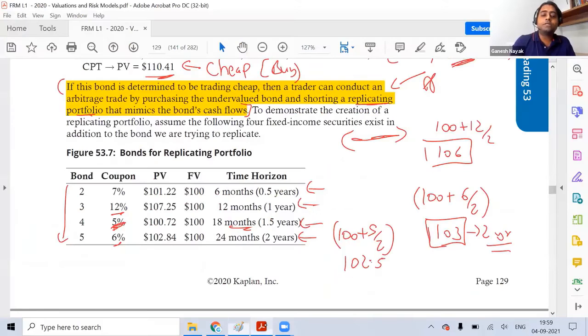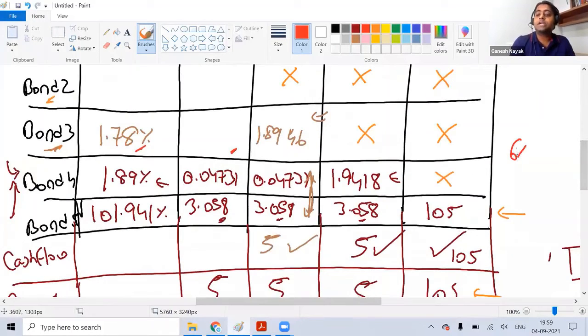What is the coupon for the second bond? The third bond is $6. So I will basically take 6 into 1.78%. What is that number? No, it's not the same amount here. You're multiplying 6 with 1.78%. How can it be same? This is not same. Okay, so we got the number. The number is 0.107.